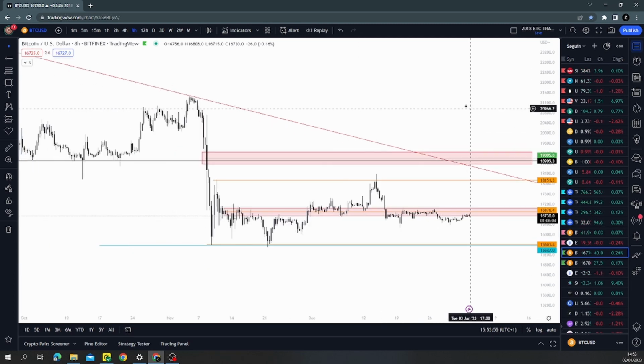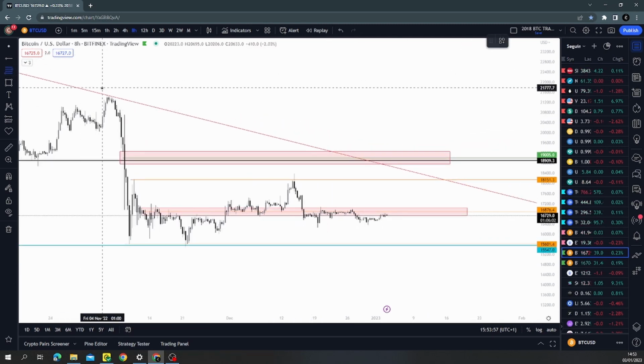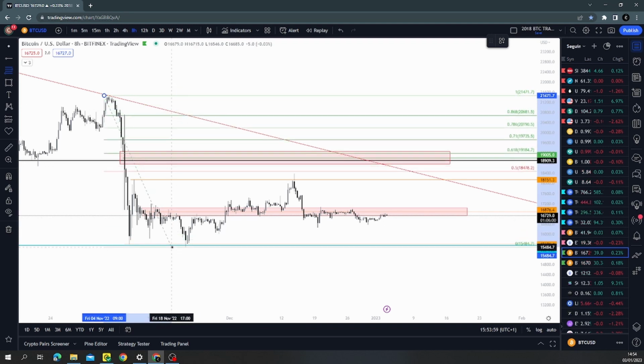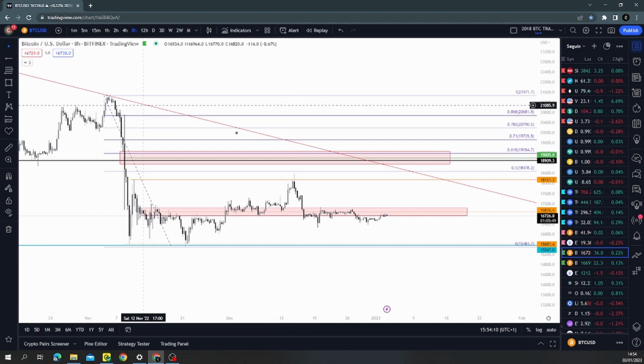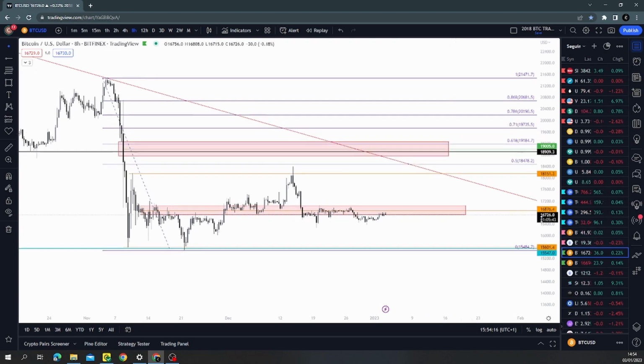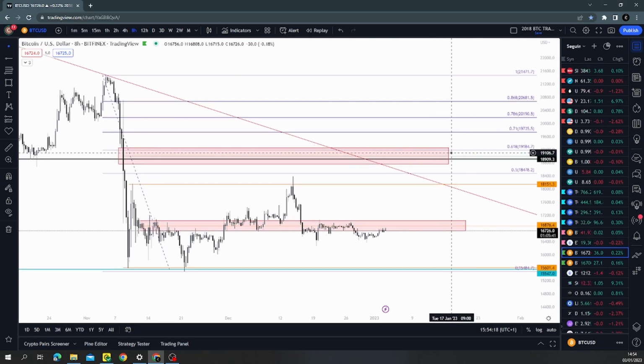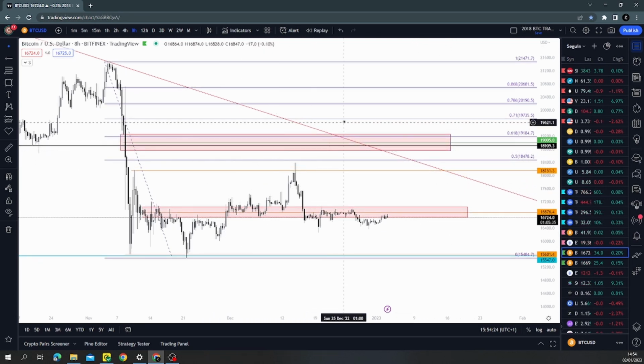if I throw the Fibonacci retracement from this high to this low, let me change the color. We're gonna put this in, for example, purple. Okay, we can see that the 0.618 Fibonacci retracement is coinciding with our point of interest. Okay, what can happen?